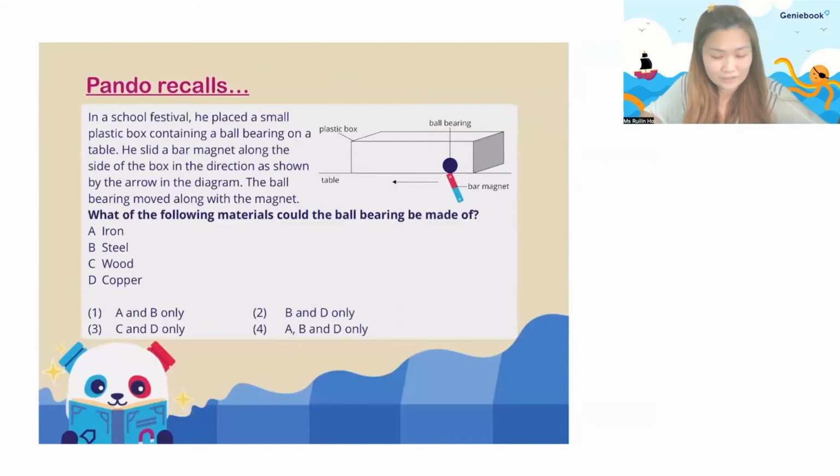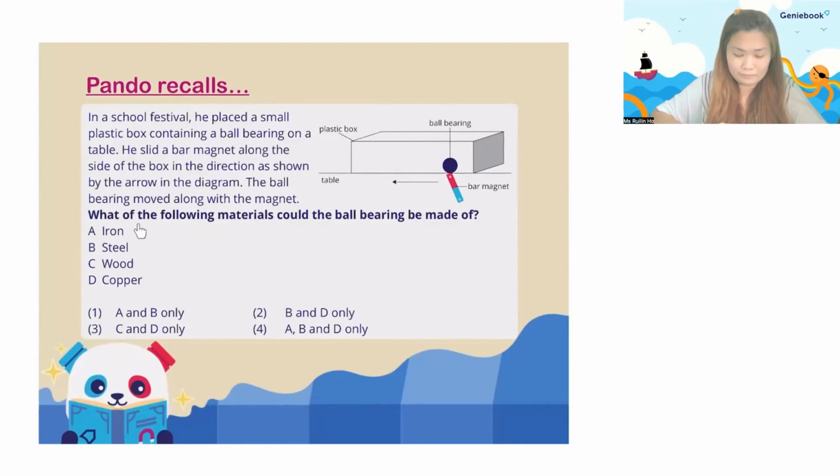Pendo recalled that he was at a school festival. He placed a small plastic box with a ball bearing on the table. Then he slid the bar magnet along the side of the box, in the direction shown in the diagram. The ball bearing actually moved. Which of the following materials could the ball bearing be made of? Can you think about it? You have 1 minute for this bubble.